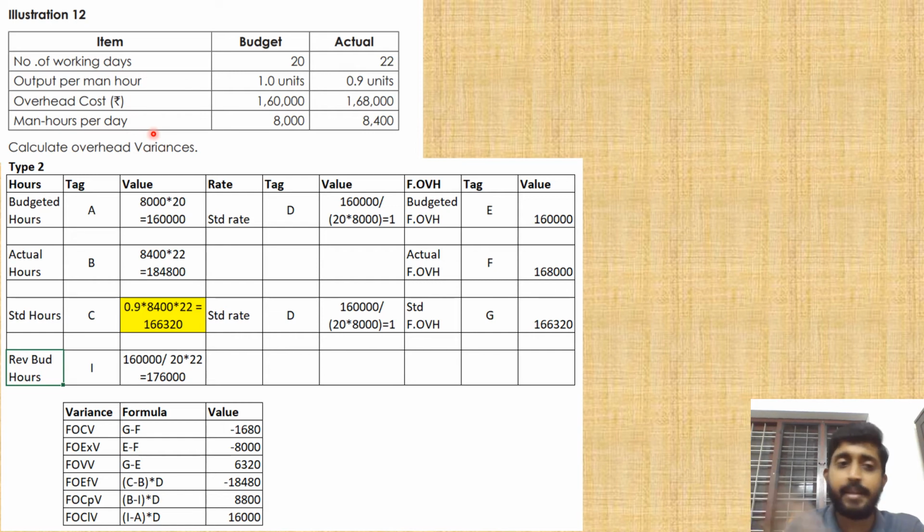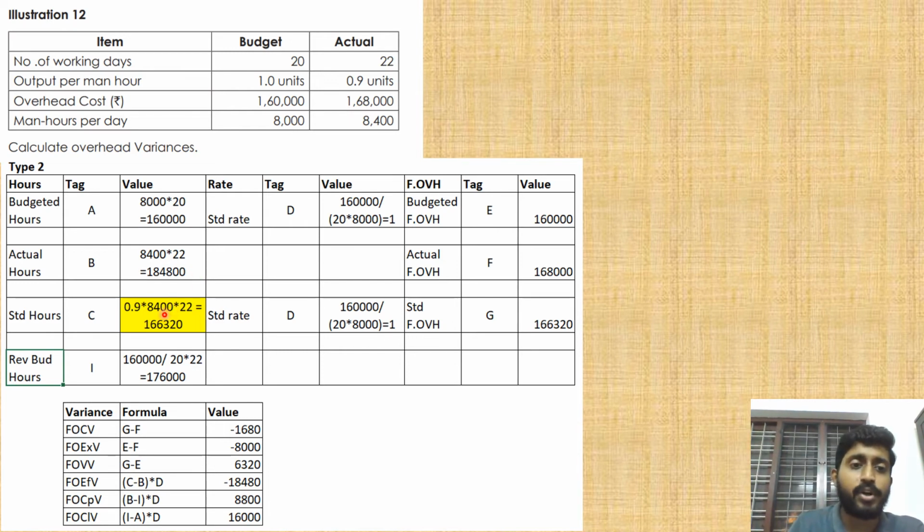Total hours as per the budget. Very simple, 8,000 man hours in one day, and there are 20 days. So 20 into 8,000, 1,60,000 is the budgeted hours. So what is the actual hours? Very simple, 22 into 8,400, 1,84,800. So most of the things we have filled up.